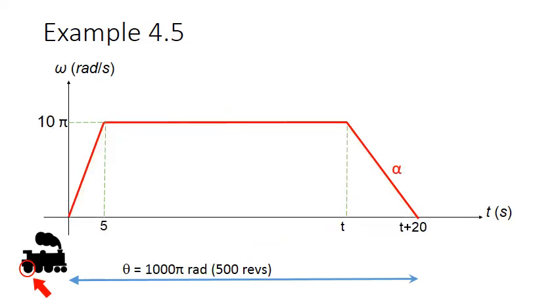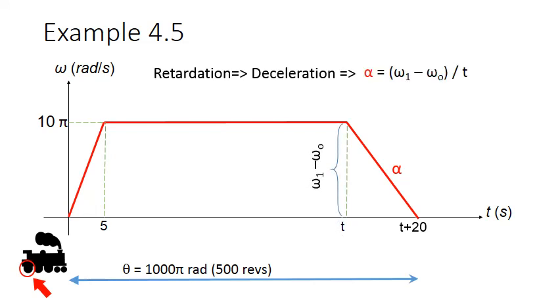And part B, part 2, we are asked to find the angular retardation. Now, again, retardation is the same as deceleration. We'll solve it using the angular acceleration formula, which is alpha equals final angular velocity minus initial over time taken. So the final angular velocity is 0. Initial is 10 pi radians per second over the time taken, which is 20. And there you have it, the retardation. The angular retardation is equal to 1.57 radians per second squared.